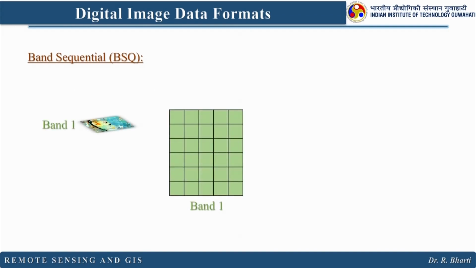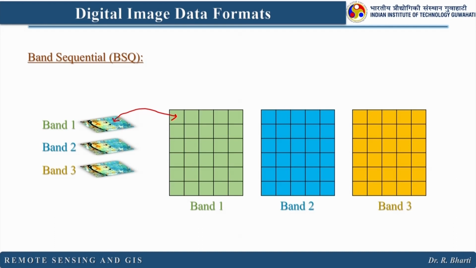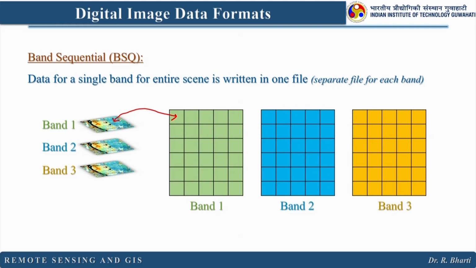Here, when you have band 1, that means you have a matrix, and each value corresponds to one digital number, and in an image it is called a pixel, right. So one pixel of this image is basically one DN value in your matrix. Likewise, for band 2 you have one matrix, and for band 3 also one matrix. In band sequential, data for a single band for the entire scene is written in one file, with separate files for each band. This is the easiest. You can generate one ASCII file for each band, and this is known as the band sequential data format.